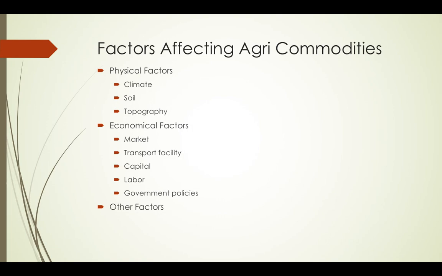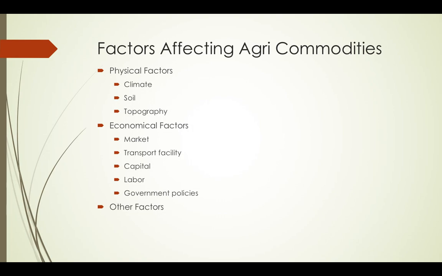The second factor is economical factors. In economical factors, first is market. Market is an important economic factor in agriculture, as the market determines the distance and the cost of transportation.